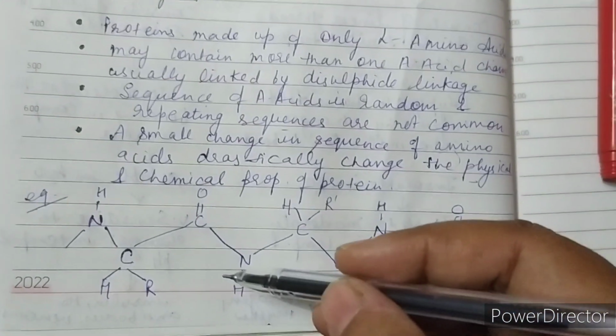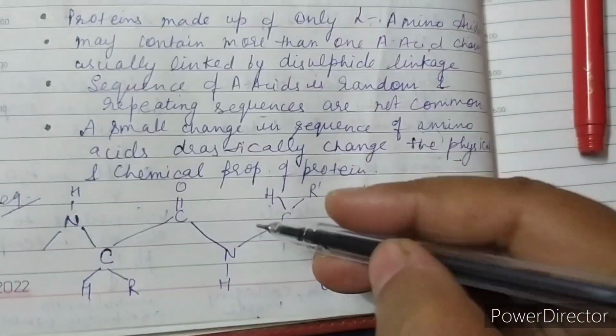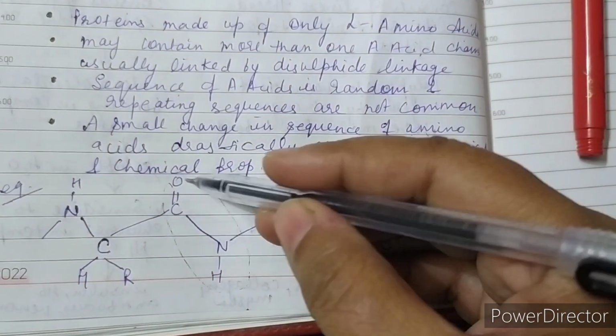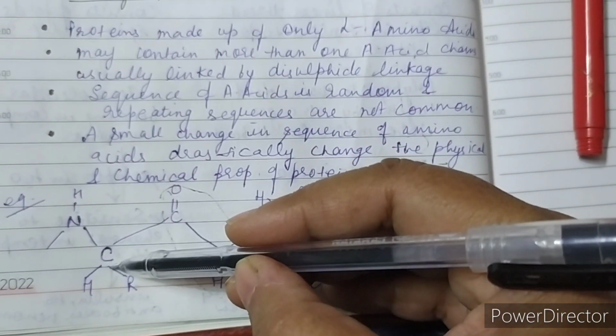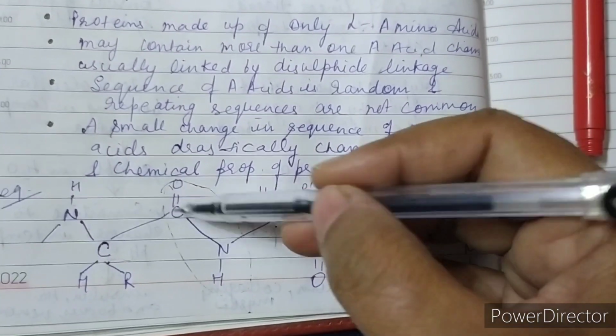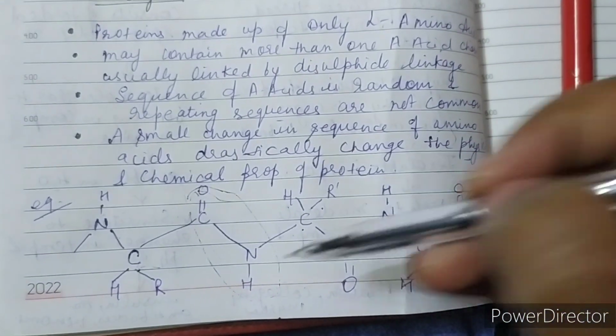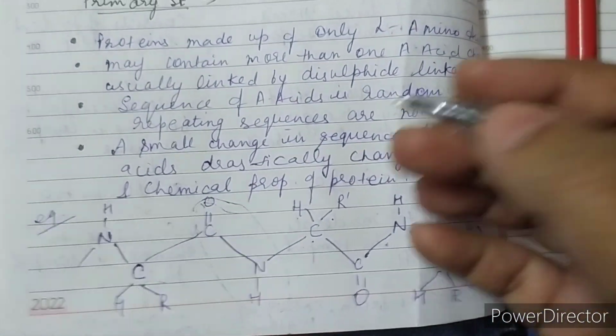And you can see here a segment of a protein molecule showing the primary structure. This is the peptide linkage, you can see CONH, and this is one amino acid and this is another amino acid linked together by peptide linkage, and this continues and this will give you the primary structure of protein.